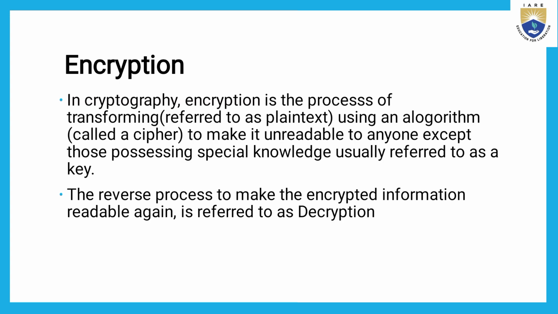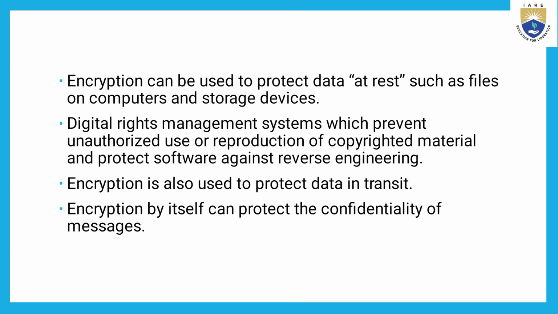Encryption. In cryptography, encryption is a process of transformation using an algorithm to make it unreadable to anyone except those possessing special knowledge, usually referred to as a key. The reverse process to make the encrypted information readable again is referred to as decryption. Encryption can be used to protect data at rest, such as files on computers and storage devices.